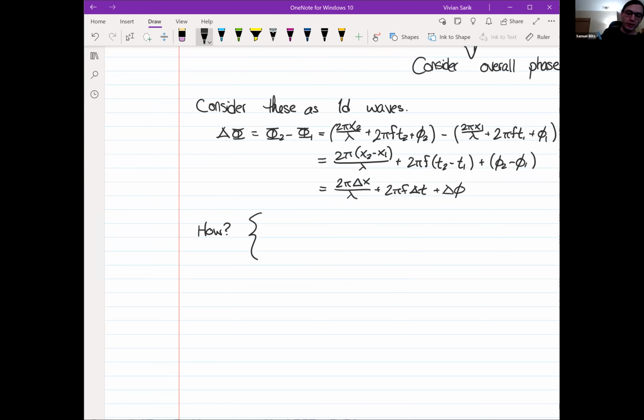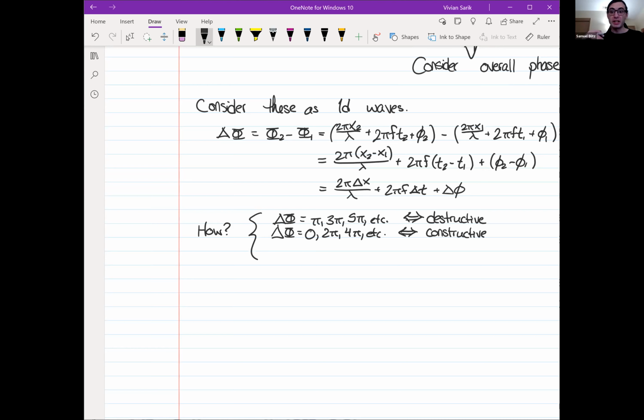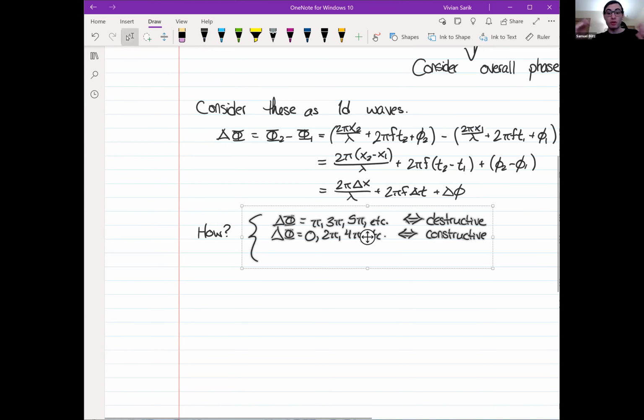So if the total phase difference, delta capital phi, is pi or 3 pi or 5 pi, etc., then we get destructive interference, just like before. On the other hand, if delta phi is 0 or 2 pi or 4 pi, etc., then we get constructive interference, i.e. we get a loud spot. And otherwise, if delta phi is not some integer multiple of pi, then you just get something in between, i.e. slightly louder, slightly quieter, whatever.